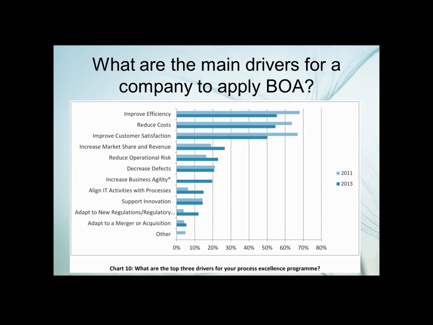But it is interesting to note that there is a change in priorities since the last survey in 2011. Now, companies are giving more attention to increasing market share and revenue, reducing operation risks, increasing business agility, aligning IT activities with processes, and adapting to new regulations or regulatory requirements.